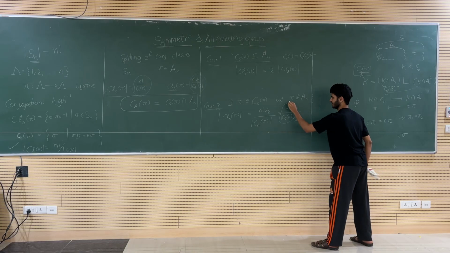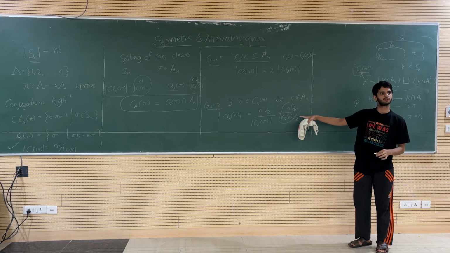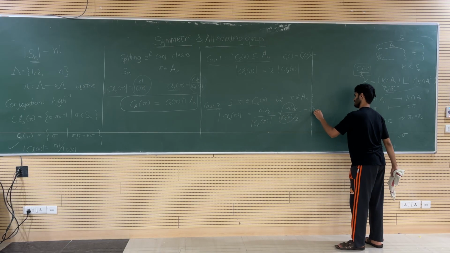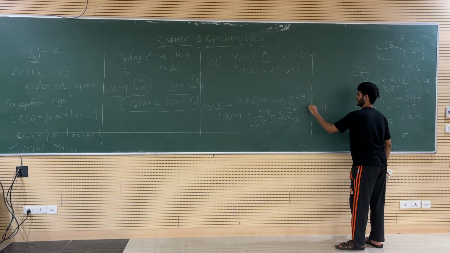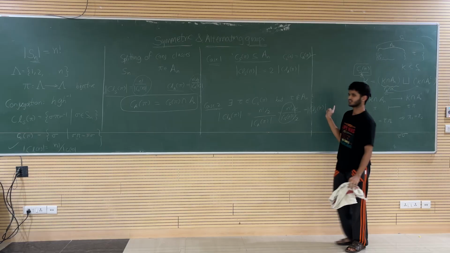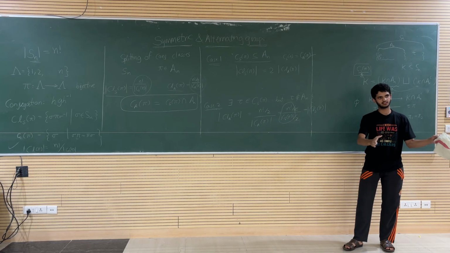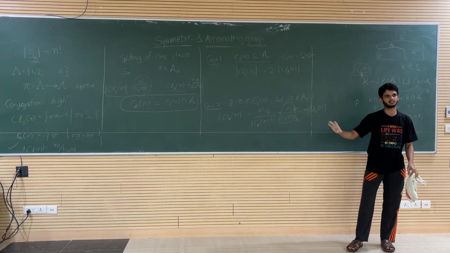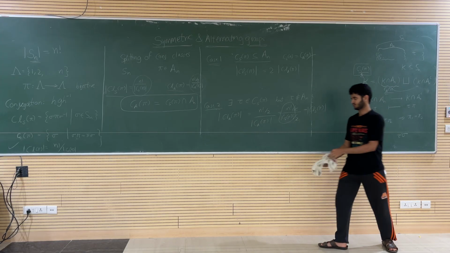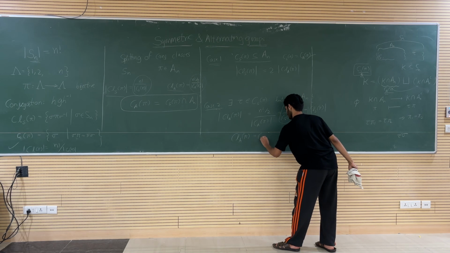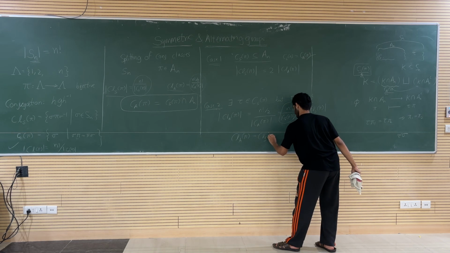N factorial divided by the centralizer of S. What is this number? CLS of pi. So this and this are the same, and one is a subset of the other. Two sets, one is a subset of the other, same size. What does it imply? CLA of pi is equal to CLS of pi.